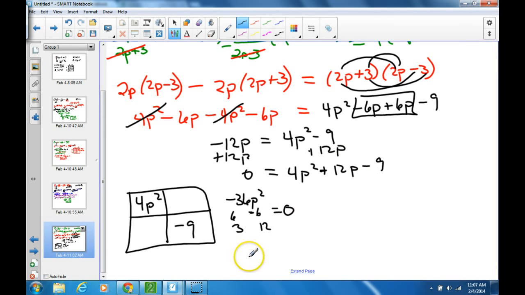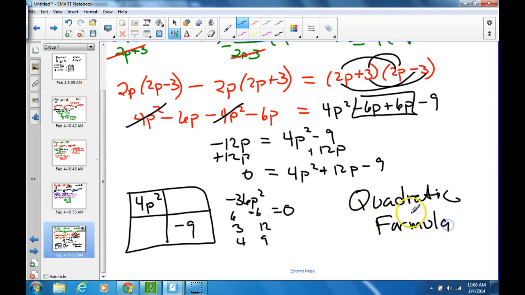4 and 9? No, no, that's 30. We don't have anything, do we? No. So guess what? What do you use? The box doesn't work. You have to use the quadratic formula on this one. So I'm not going to make you guys go through that. But just write down quadratic formula for this one. I'm not going to make you do that. But you know what you have to do to solve for that.